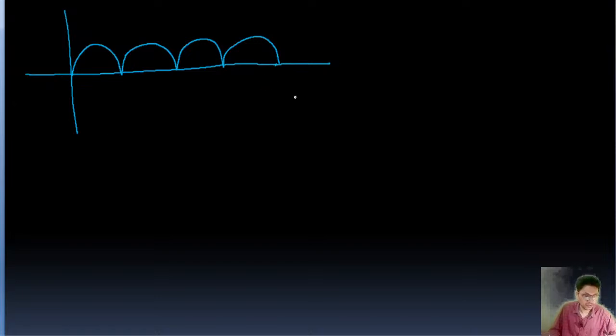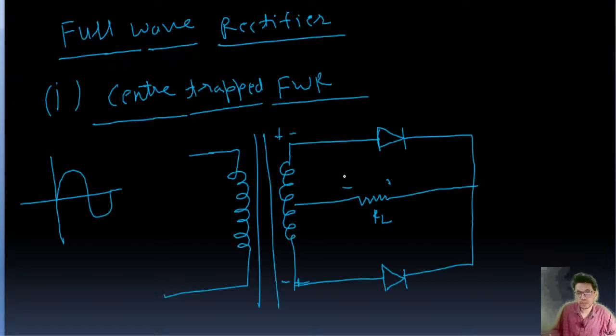Okay, so this is 1/5, 2/5, 3/5, 4/5. Okay, so this is the output voltage. So now this is the diagram.